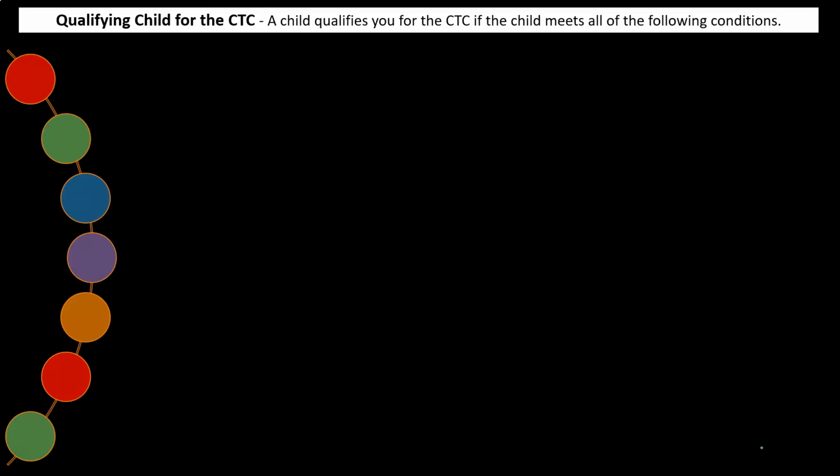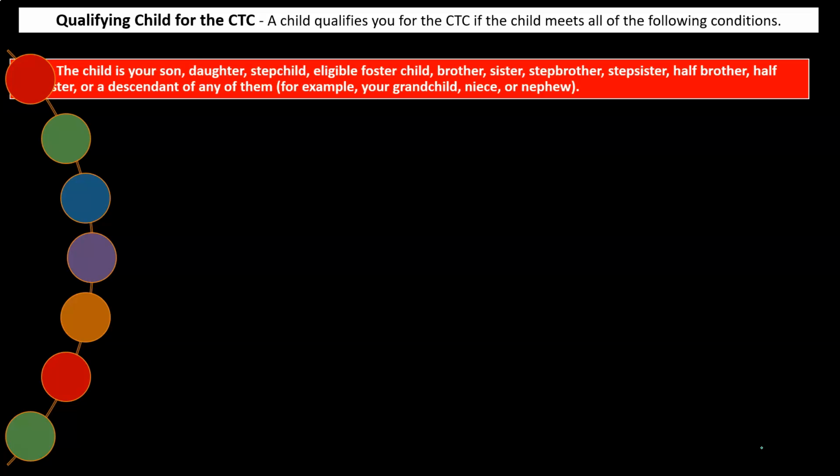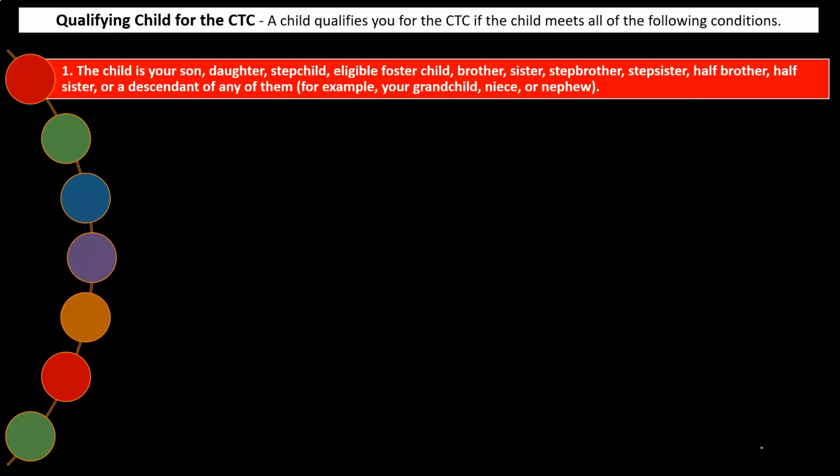So, qualifying child for the CTC, child tax credit. A child qualifies for the CTC if the child meets all the following conditions. So what are the conditions? One, the child is your son, daughter, stepchild, eligible foster child, brother, sister, stepbrother, stepsister, half-brother, half-sister, or descendant of any of them, for example, your grandchild, niece, or nephew.